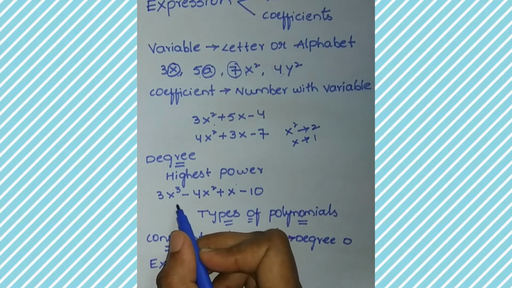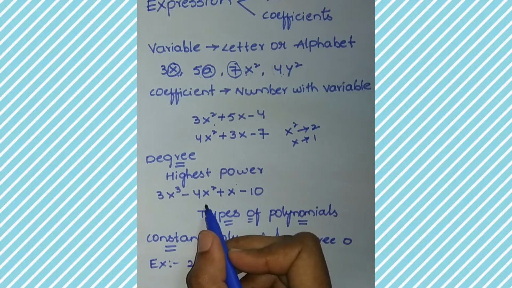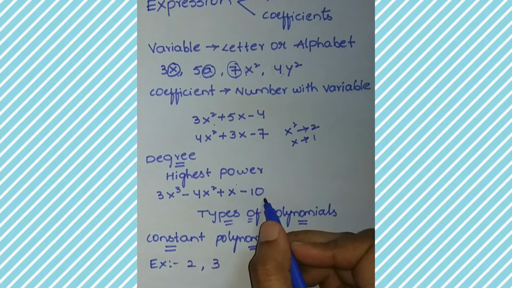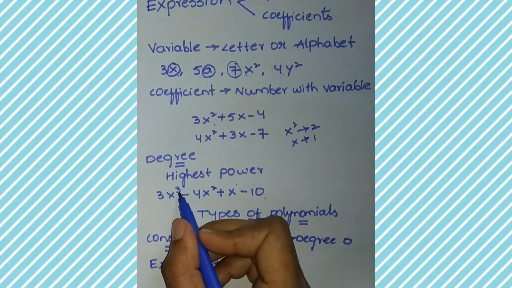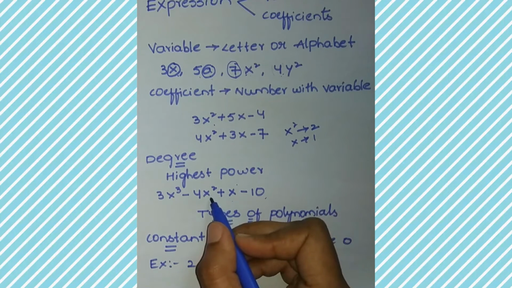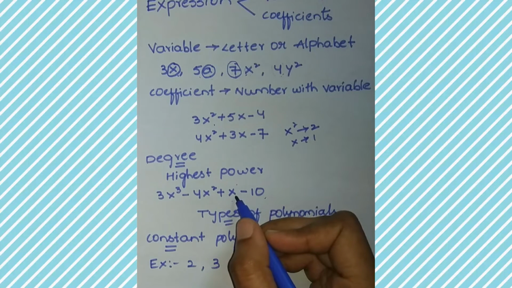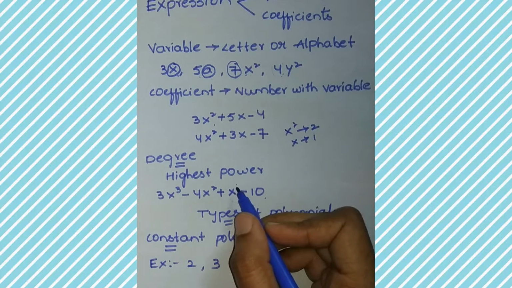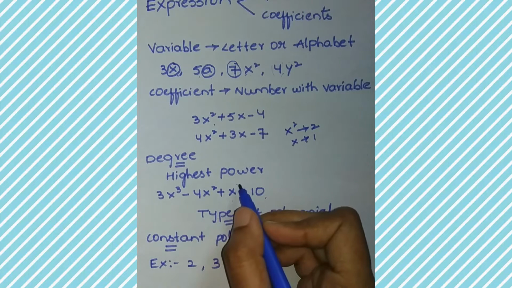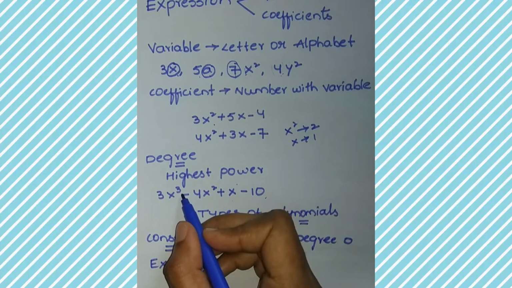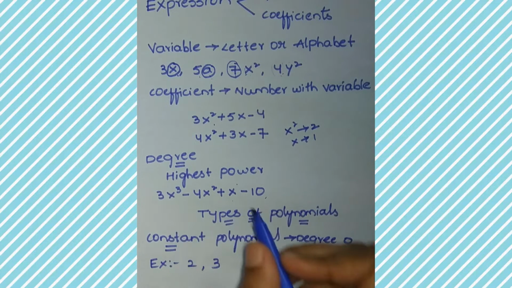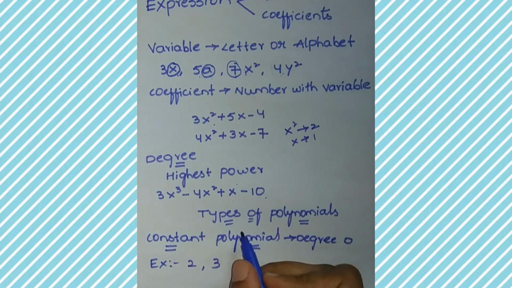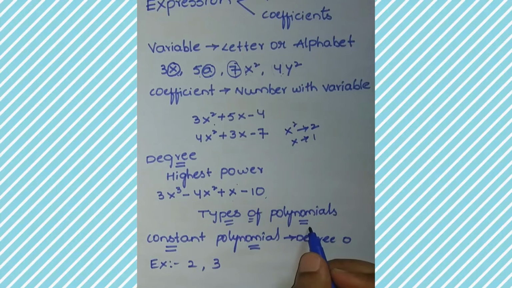And in this polynomial, 3x cube minus 4x square plus x minus 10. Here, what is the power of x cube? It is 3. What is the power of x square? It is 2. And what is the power of x? It is 1. What is degree? Highest power. So the highest power is 3. So the degree of this polynomial is 3. Now let's move on to the next topic, which is types of polynomials.